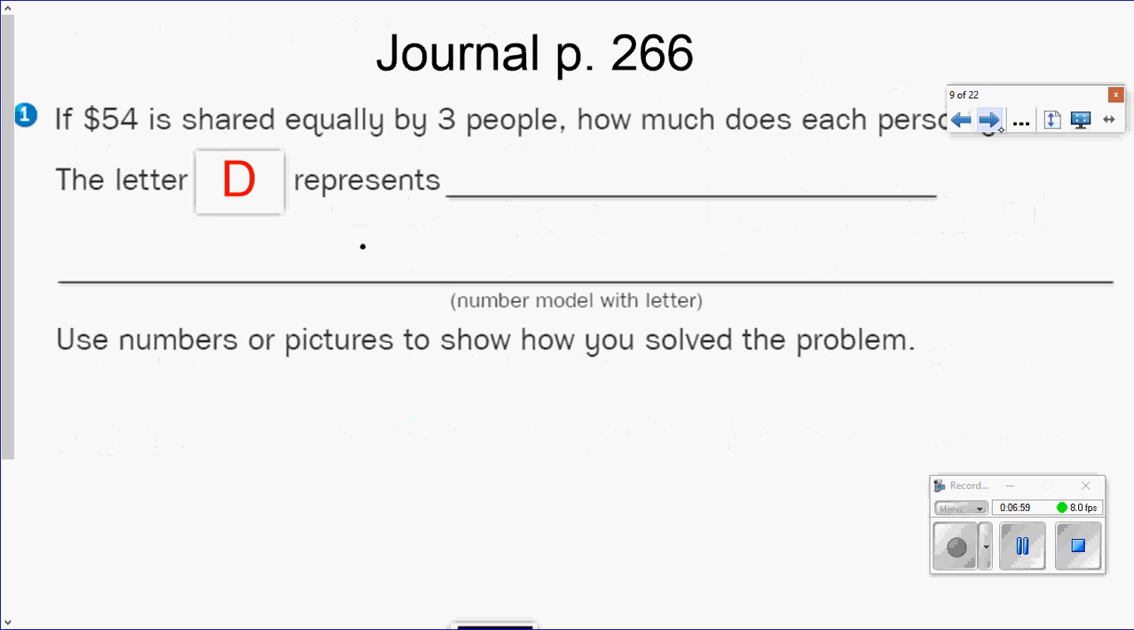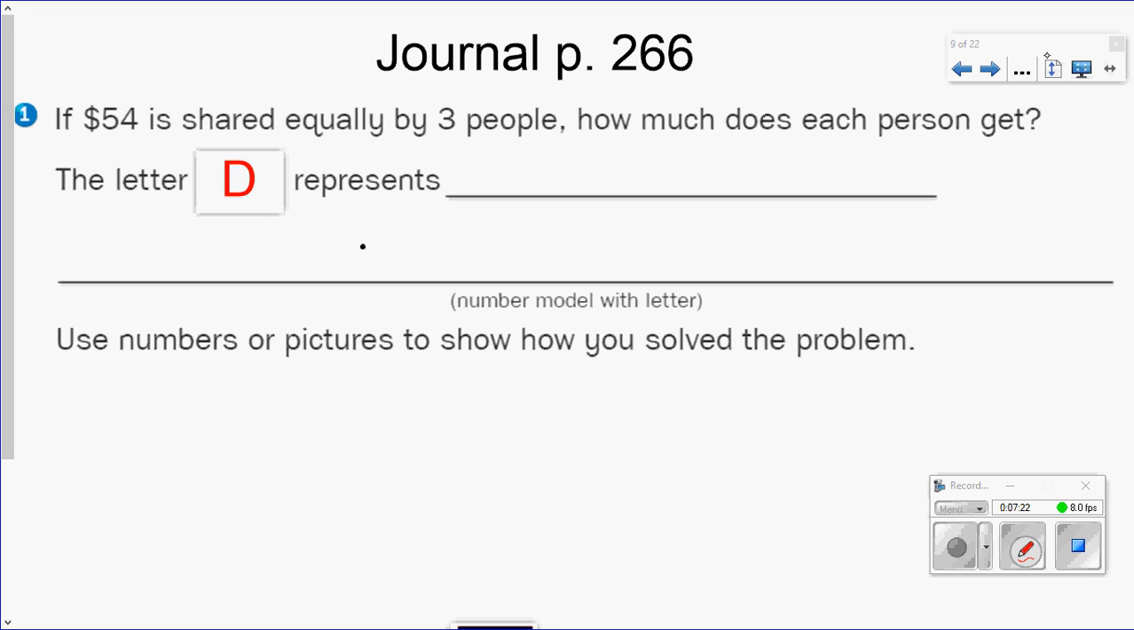All right, let's turn to journal page 266. And this is a good time if you want to pause the video, do the journal page first, and then when you're ready, come back and follow along as we do the journal pages here together. All right, hopefully you got your journal pages done. Let's get ready and start.